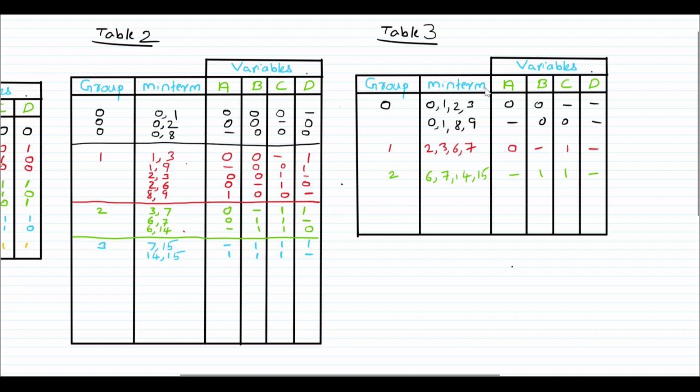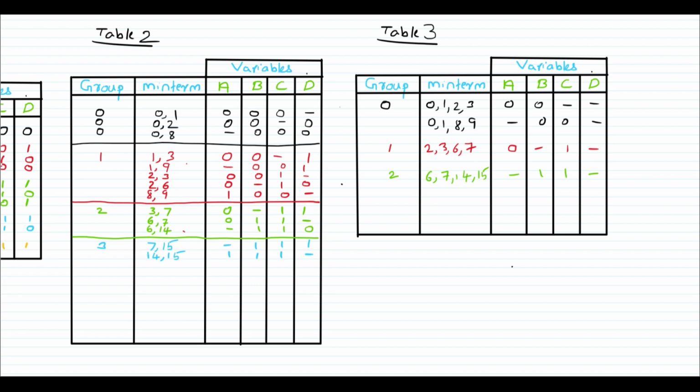But next we will consider the group 6, 14 with 14, 15. Actually, it is not possible because here there is a dash. But 6, 14 with 7, 15 is possible because the dash is in the same place. But we have already taken this 6, 14, 7, 15, so there is no need for another group. So we have completed all groupings from table 2.